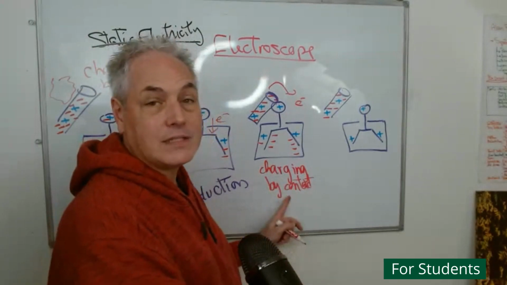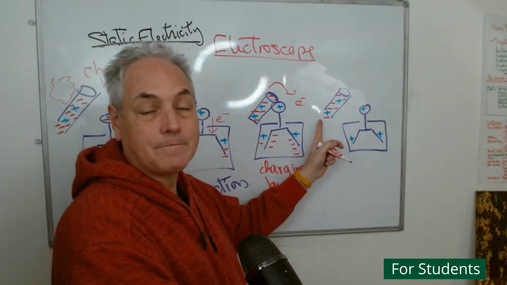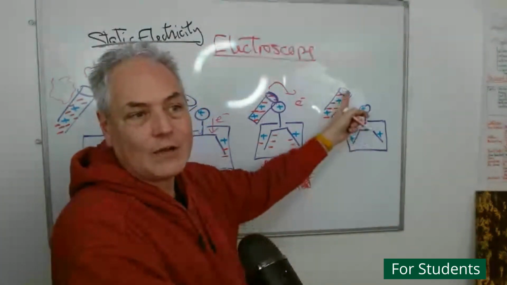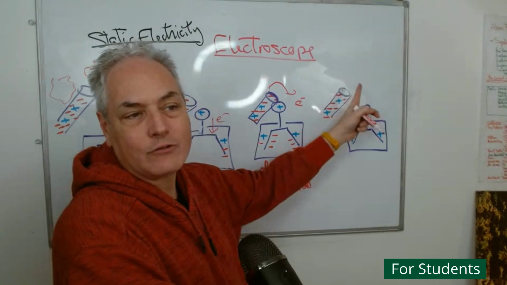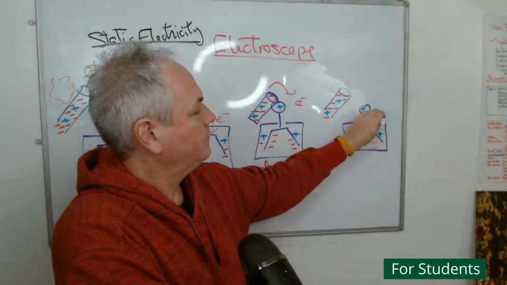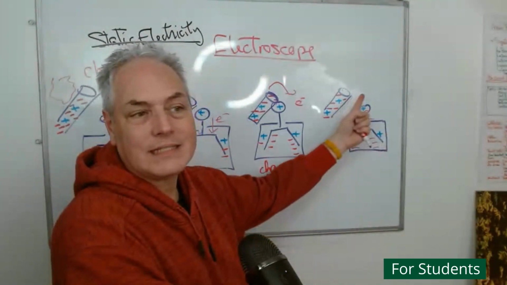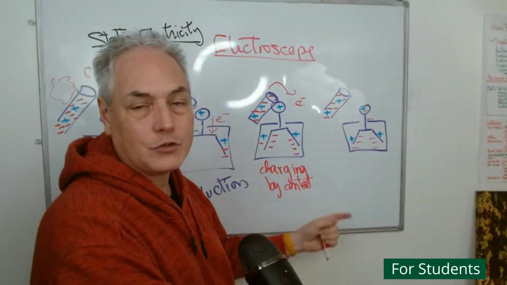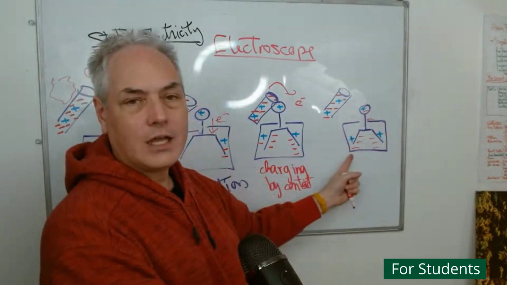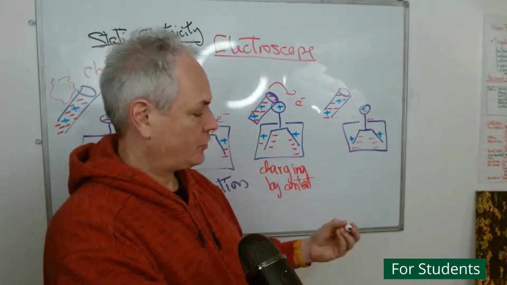Perfect. Now what's interesting is that if I move away my negatively charged stick, what I notice is that now it's less negative because more electrons are here, and now the electrons will be distributing themselves evenly in the electroscope. So here I have a situation where I was able to charge by induction.